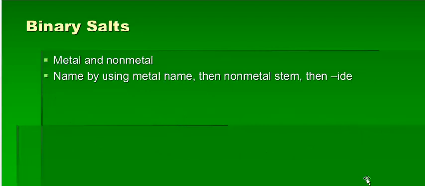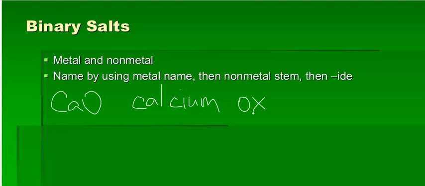Second type of binary compounds are binary salts. These have a metal and a nonmetal. We're going to name by using the metal name, then the nonmetal stem, and then the suffix is -ide. So for example, CaO, that's a binary salt. It's got a metal, calcium, and a nonmetal, oxygen. Metal name is calcium. The nonmetal stem, it's oxygen, so it's ox. And then the suffix, IDE. So CaO is calcium oxide.